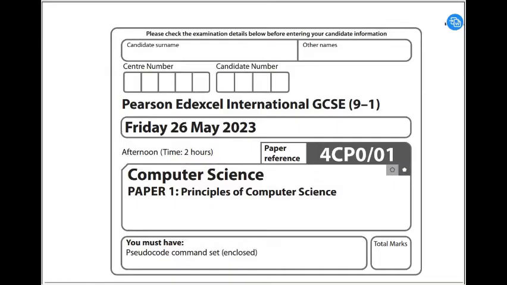So let's get into it. What we're going to be doing in this video is going through the 2023 past paper for the iGCSE Computer Science for the Edexcel exam board. I'm going to go through question by question and the type of answers that they want. Paper one is a theory paper. So let's go.